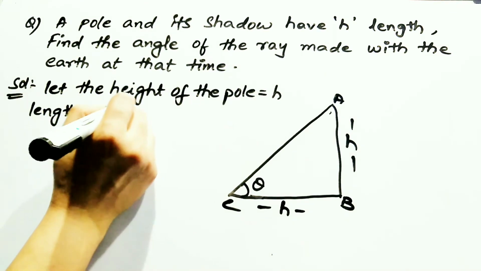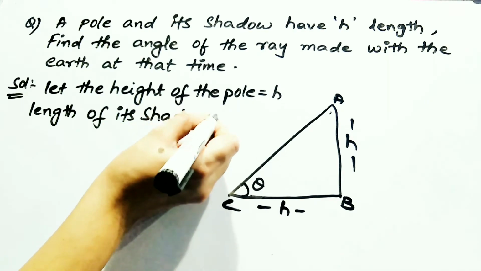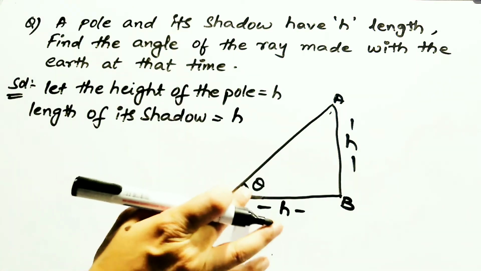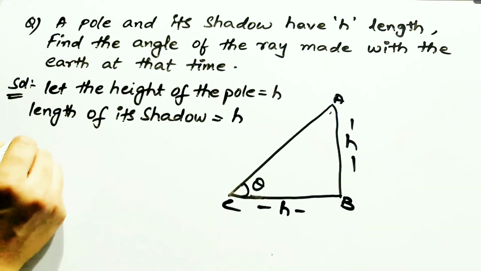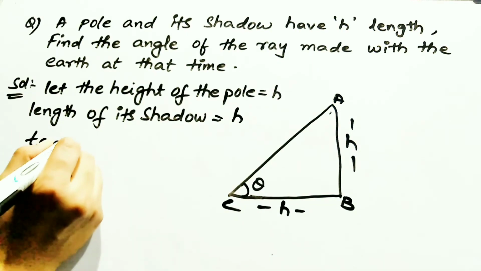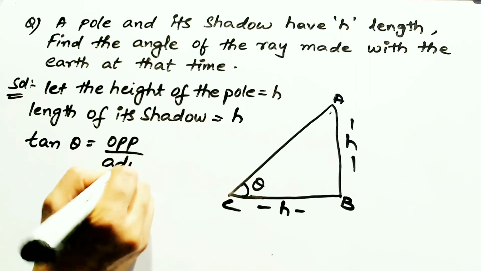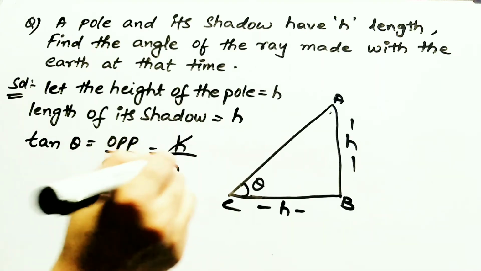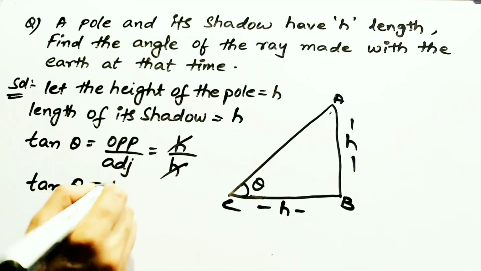The length of its shadow: what is given in the problem? The length of the shadow is h. So what do we have to find? We have to find out the theta value. Theta means opposite by adjacent, so you have to take tan theta. What is tan theta? Opposite by adjacent. The opposite is h and the adjacent is h. h cancels. So what are you getting? Tan theta equals 1.